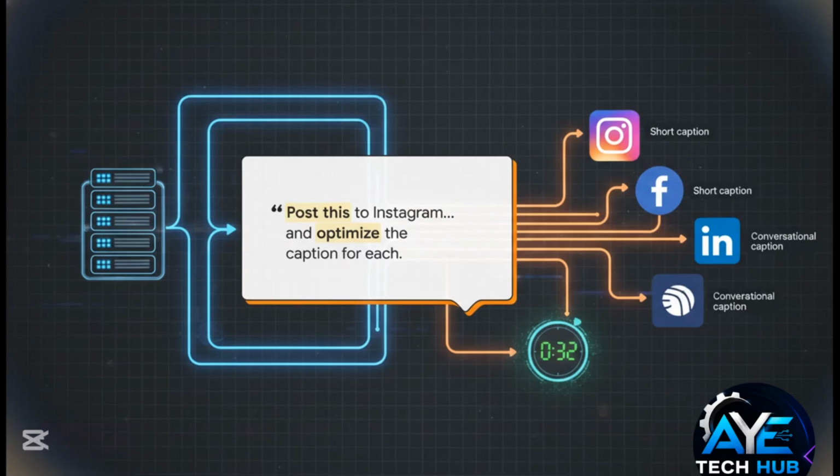Now, you issue the final operational command. Post this to Instagram, Facebook, LinkedIn, and Threads. Optimize the caption for each platform. The system simply takes over and auto-tailors everything for you. It writes a short, punchy caption for Twitter, a more conversational one for Threads, and a highly polished one for LinkedIn. And you want to know the most impressive metric? It executes this global deployment in exactly 32 seconds. That is the ultimate payoff of the system we just built.